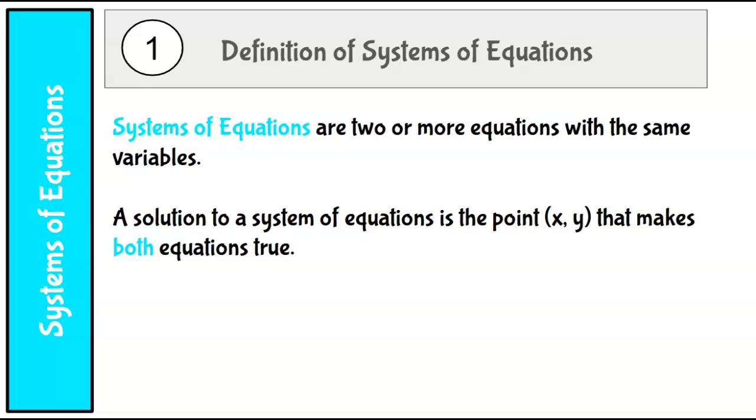Let's remind ourselves of the definition of systems of equations. Systems of equations are two or more equations with the same variables. They both have x and y, or one of them has x and the other one has x and y. They have the same variables. A solution to a system of equations is the point (x, y) that makes both equations true.